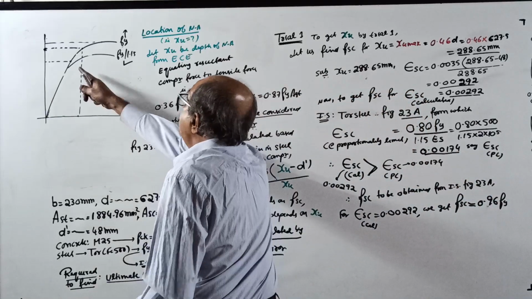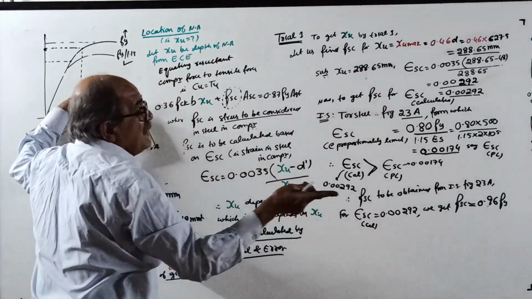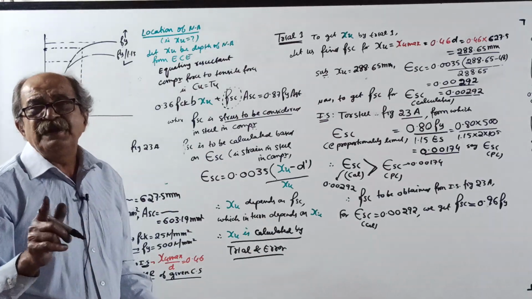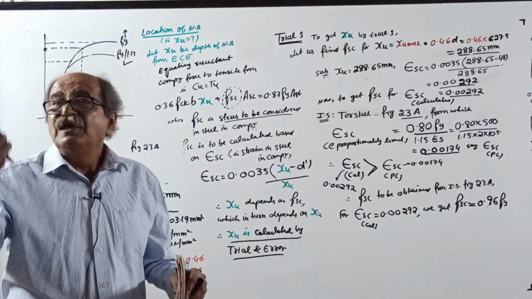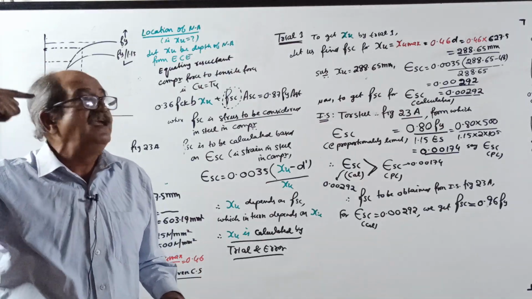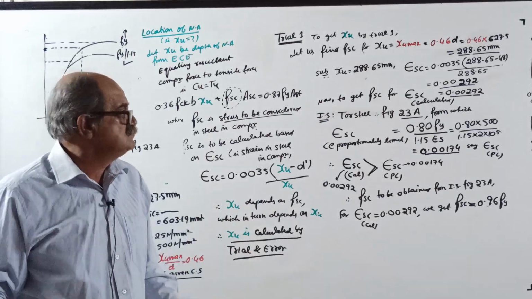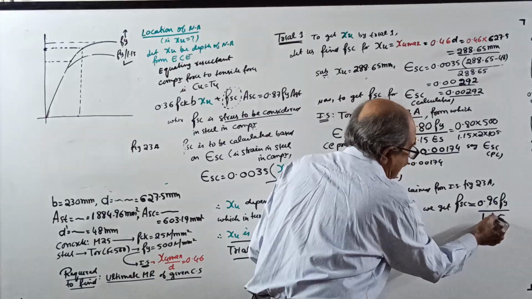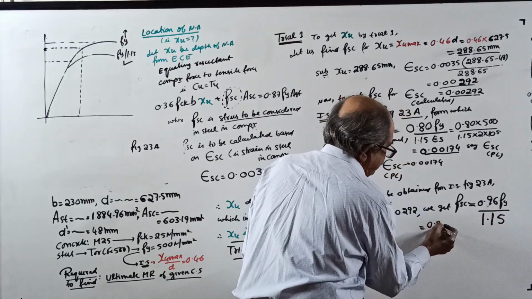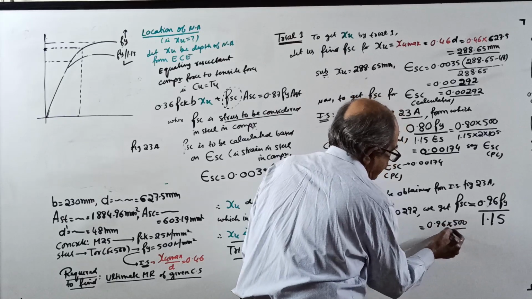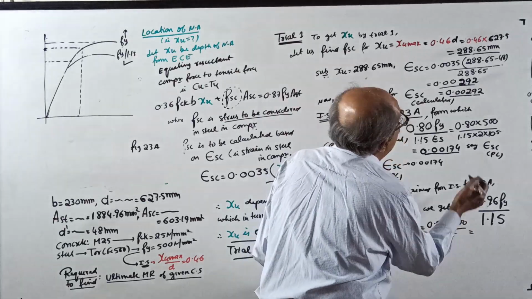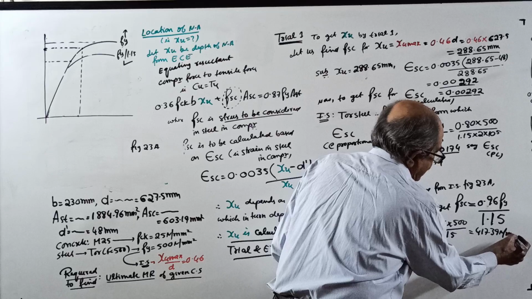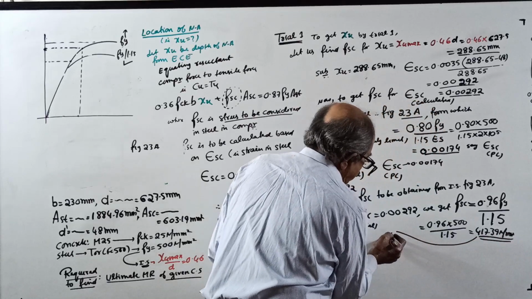In future, I will not tell about this graph. This was explained long back, explained in the last class, and explained once again today. If not clear, see the last class. If still not clear, see the old class explaining FSC. If still not clear, leave it. But never forget to divide by 1.15. Equal to 0.96 into 500 divided by 1.15 will give you 417.39 Newton per mm square, which is our FSC obtained from IS code.